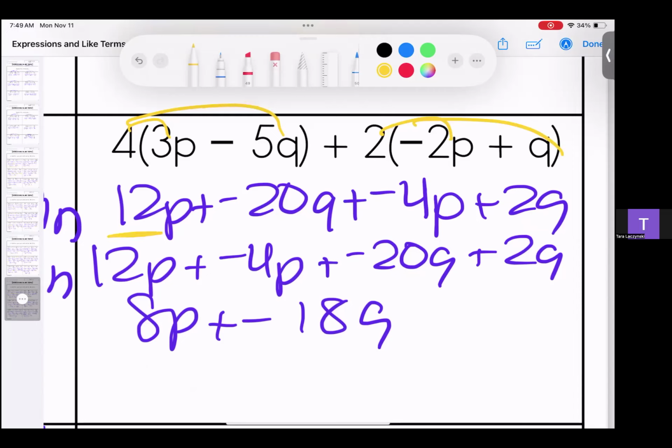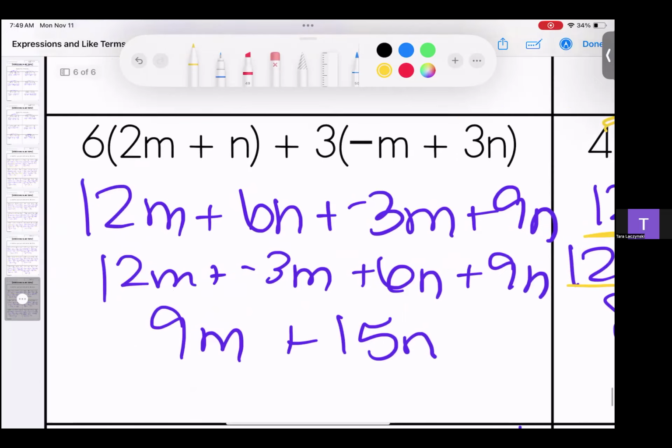3 times 4 is 12, 5 times 4 is 20, 2 times 2 is 4, 2 times 1 is 2. 2 negatives, 12 minus 4 is 8, keep it positive. 20 minus 2 is 18, keep it negative.